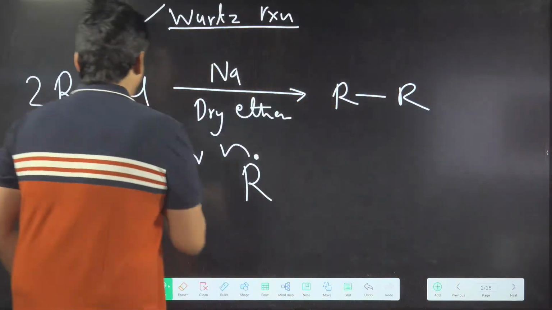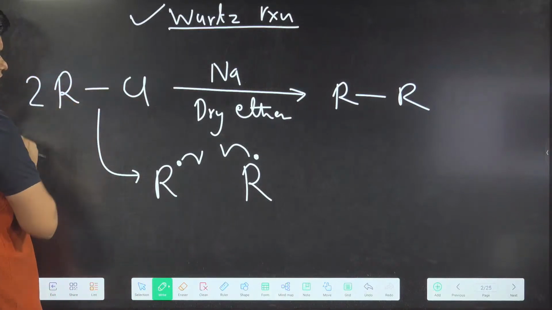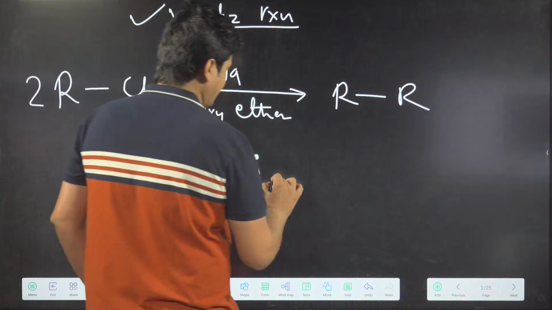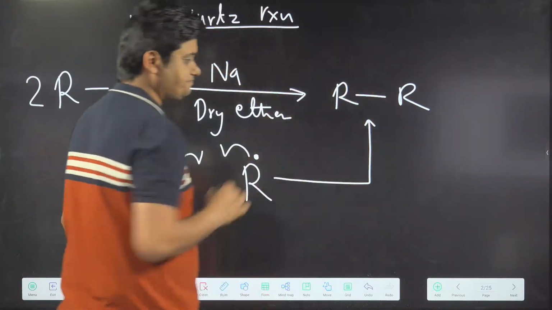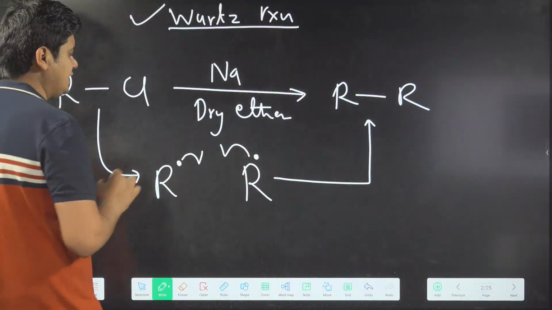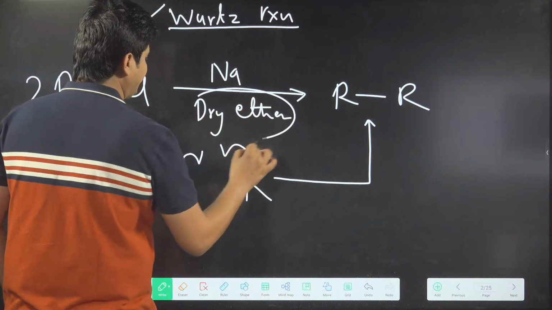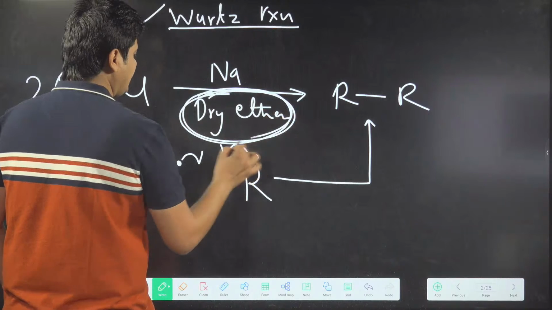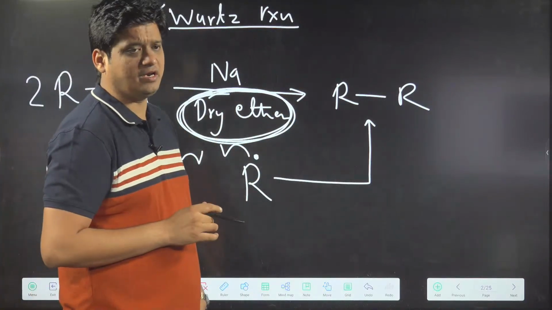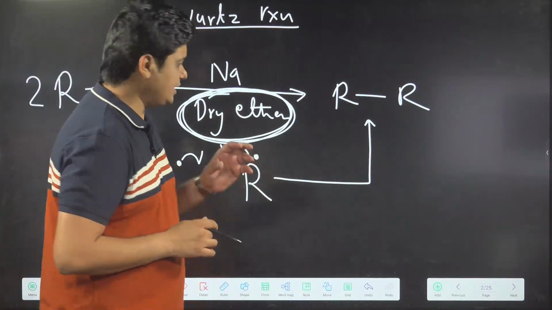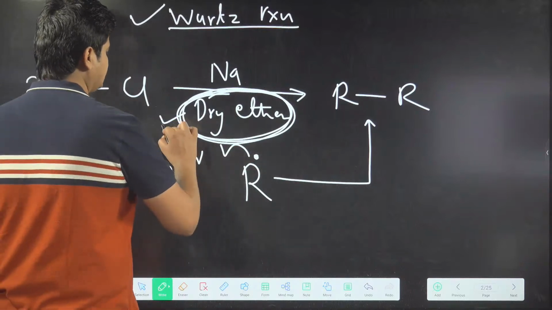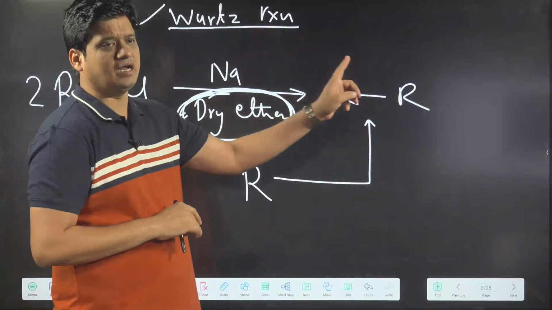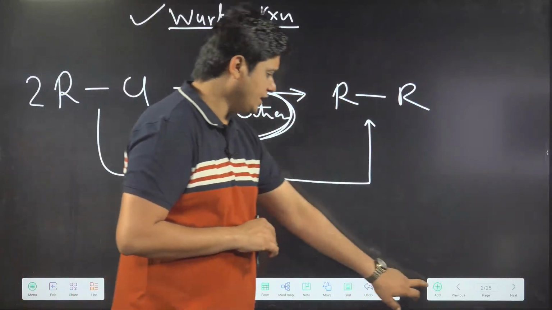So what will happen? I am taking 2 moles of RCl. This gives R radicals. They combine, and after combination we get R-R. Now in this case, the solvent is very important. We are using dry ether, which means the condition must be dry. We cannot use moist ether or water. This reaction has to proceed in dry ether conditions. RCl reacting with sodium gives R-R. Okay, this is the Wurtz reaction.